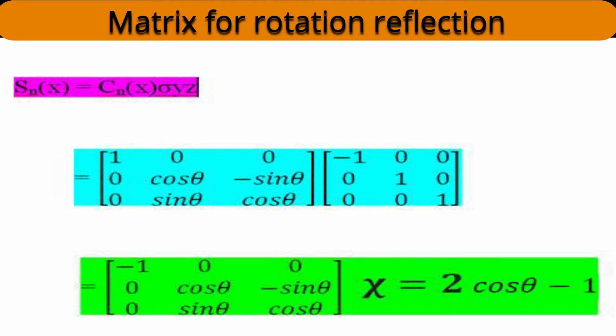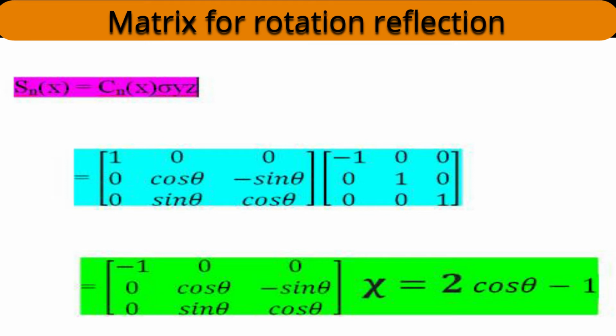Now our rotatory axis is the x-axis. So 1 will be where? 1 will be where for the x component? Which is that x component? That x component will be in the first column and first row. So the first element will be 1.